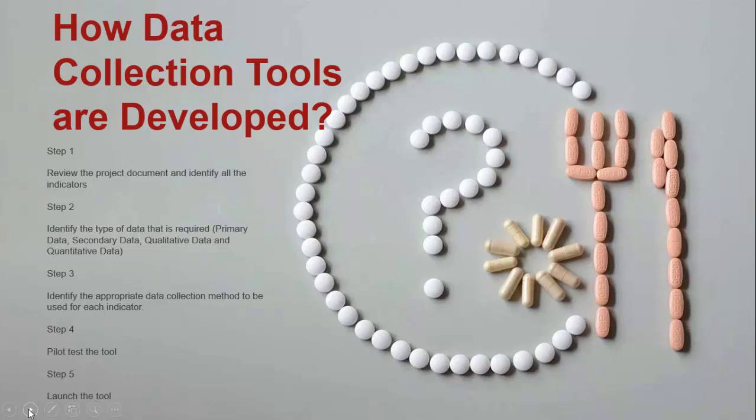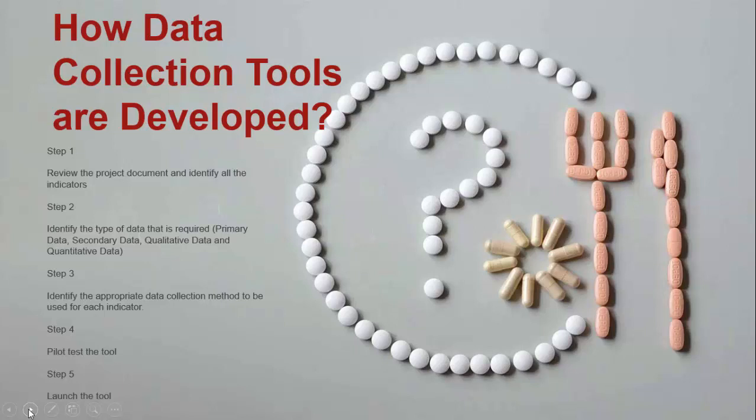Then the second step is to identify the type of data that is required for each of these indicators. Why is this important? Because if your indicator requires secondary data, then all that means is that you won't need to go into the field to interview anybody. All you do is just rely on records that are already existing somewhere. Okay, so you need to define whether this indicator requires primary data, secondary data, qualitative data, or quantitative data.